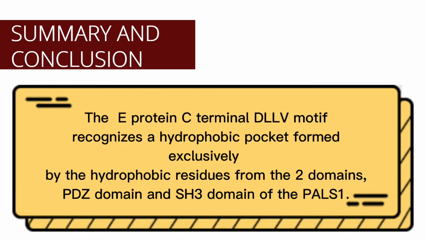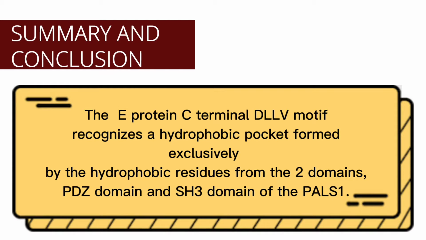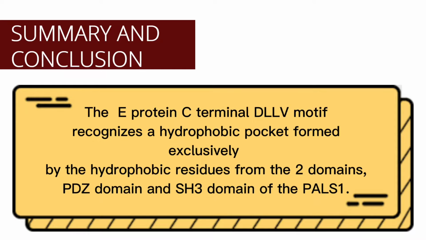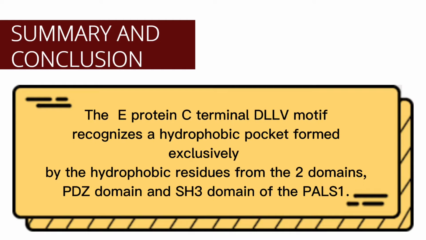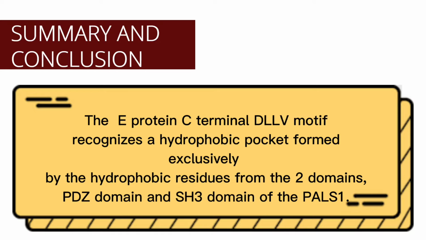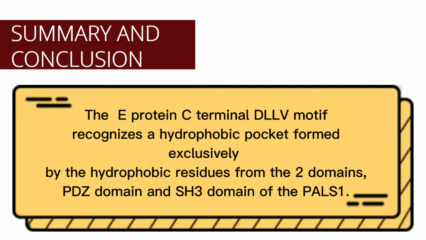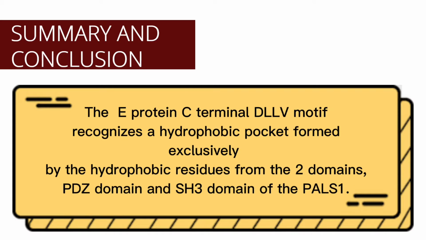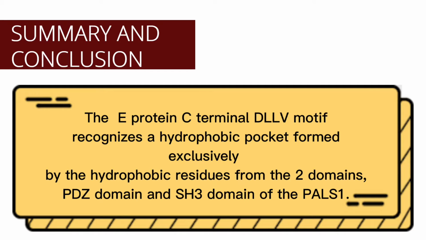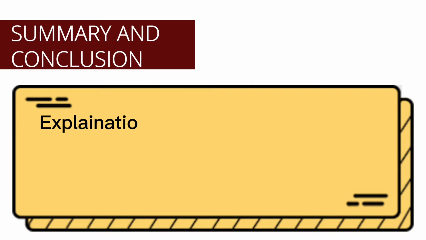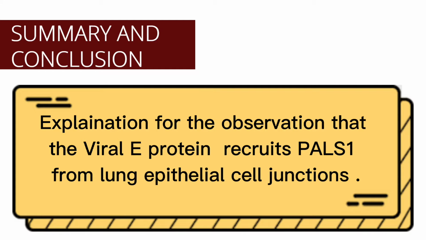Now let us proceed to the last part, which is the summary and the conclusion. From the reported structure, it shows that the E protein C-terminal DLLV motif recognizes a hydrophobic pocket formed exclusively by hydrophobic residues from the PDZ and SH3 domains of Pulse 1. This structural analysis provides a supporting explanation for the observation that the viral E protein recruits Pulse 1 from the lung epithelial cell junctions.